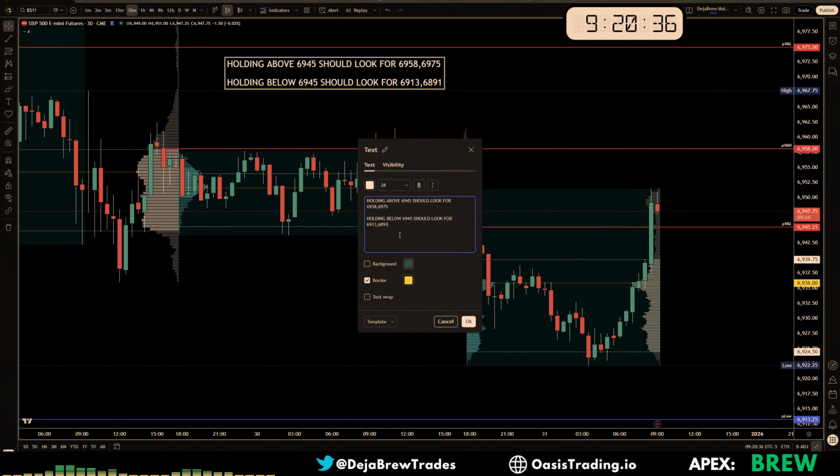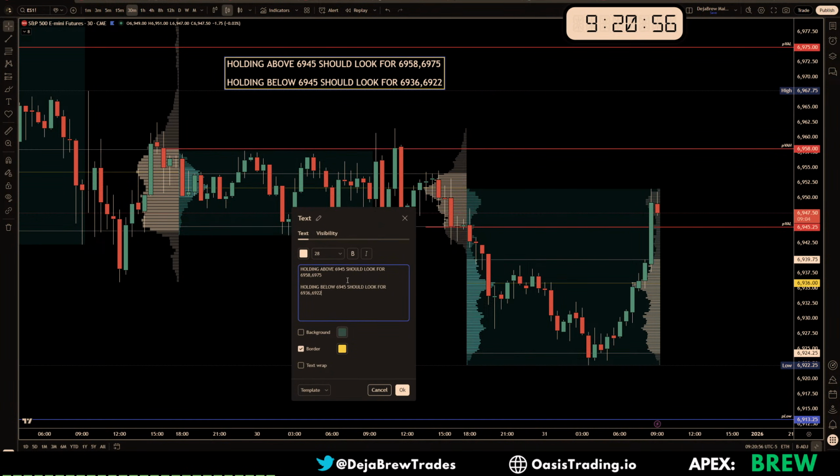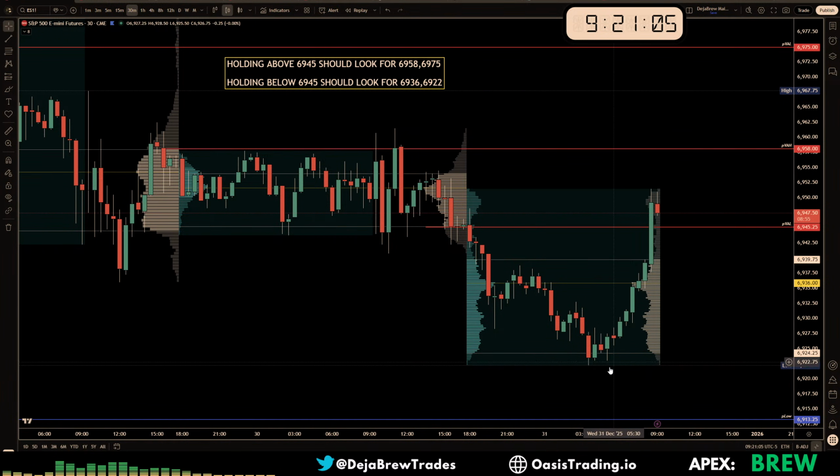What I would change is I would raise these lower targets a little bit. So I'd raise these to where the value is now, so probably around 36, and then probably the overnight low at 22. And then holding above 45, we have that retrace into 58. That's still good. And then above that, we have a level at 75 as well, so that's still fine. So just updating the lower targets to raise them to where the new value is.